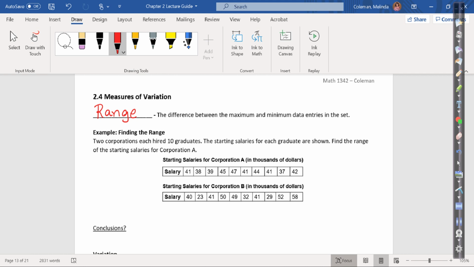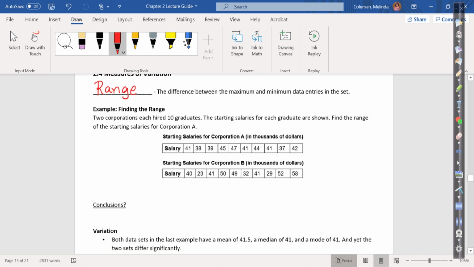Example, finding the range. Two corporations have hired 10 graduates. The starting salaries are shown below. Find the range for the starting salaries for Corporation A. So the range says take the largest, the maximum. In this case, my maximum value was 47, and I'm going to subtract the minimum. In this case, my minimum is 37. So if I subtract 47 minus 37, my range is equal to 10.